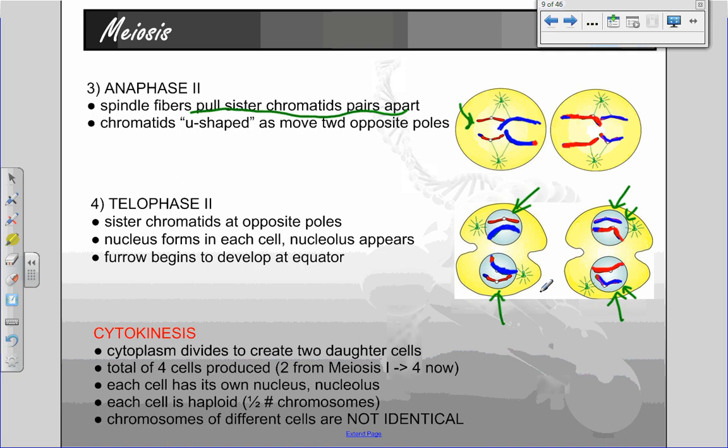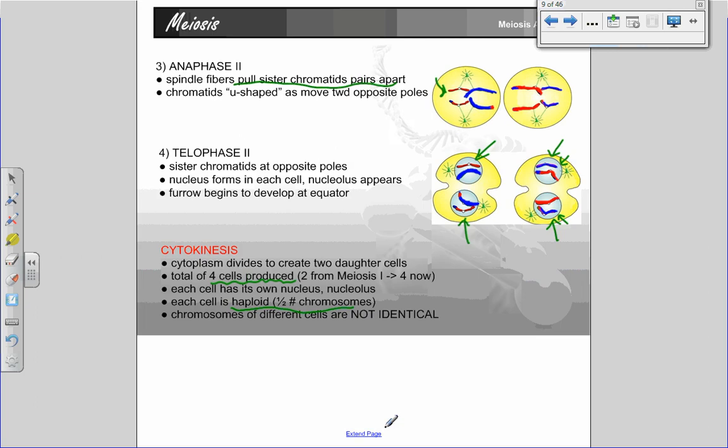Okay? So, during cytokinesis, cytoplasm will divide to create 2 daughter cells. So, by the end of meiosis, we have a total of 4 cells. Okay, 2 by the end of the first division, and then those 2 divide again, so we end up with 4. Each cell has its own nucleus, nucleolus, like normal, but each is haploid and not identical. Okay, they're all unique.